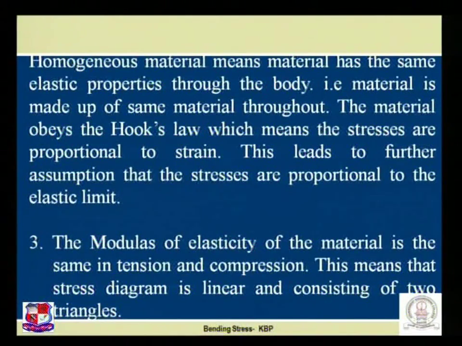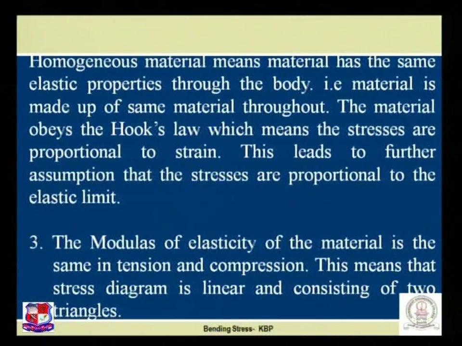The third assumption used in the theory of pure bending is that the modulus of elasticity of the material is the same in tension and compression. This means that the stress diagram is linear and consists of two triangles. I will repeat this assumption: the modulus of elasticity of the material is the same in tension and compression, so the stress diagram is linear and consists of two triangles. We will discuss much more when we plot the bending stress diagram.